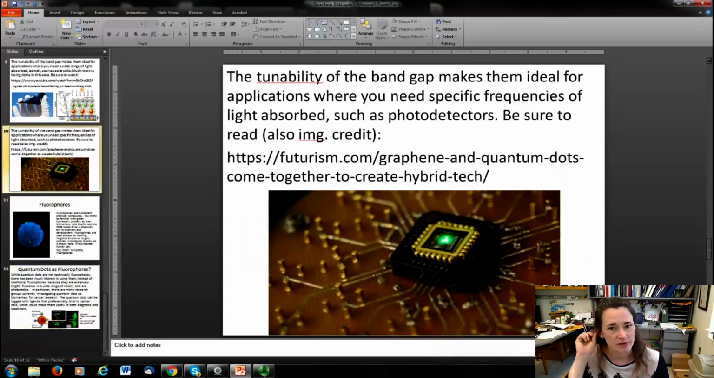Also, the tunability of the band gap makes them ideal for applications where you need specific frequencies of light absorbed, like photodetectors. There's been a lot of excitement lately about using quantum dots in infrared imaging for night vision goggles and things like that. I put a link here for an article on this that you might want to read.